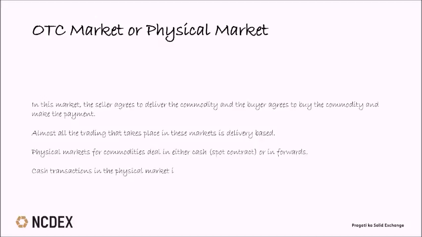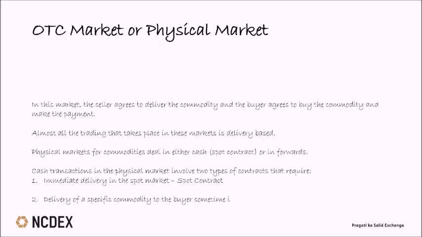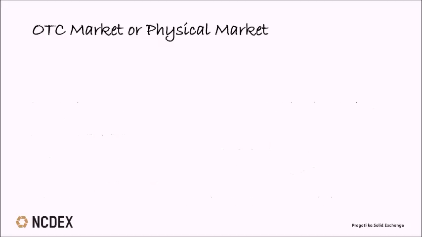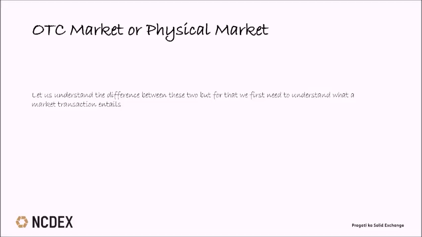Cash transactions in the physical market involve two types of contracts that require, number one, immediate delivery in the spot market, spot contract, and the next one, delivery of a specific commodity to the buyer sometime in the future, forward contract. Now let us understand the difference between these two, but for that, we first need to understand what a market transaction entails.